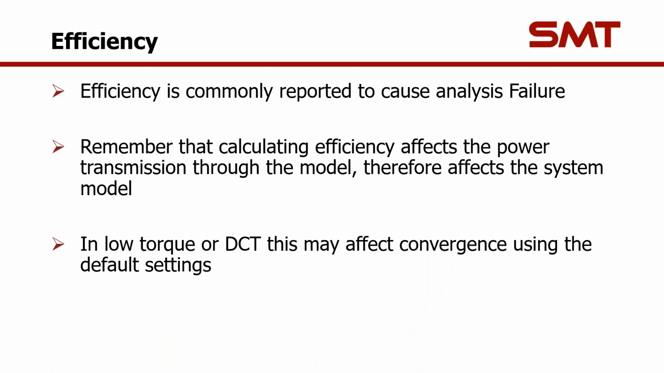So the first thing I've already mentioned briefly, that efficiency will have an effect on the system model in terms of drag, and it will change the torque that's going through the system. So it's not just a calculation that's being performed here, it's a whole new addition to the analysis, and sometimes this can tip models just over the edge to non-convergence or failure. So we can definitely look back using some of the tools that we've had to see how the efficiency is affecting the model. Like say in low torque and dual clutch transmissions, you might have to have a look at the default settings.